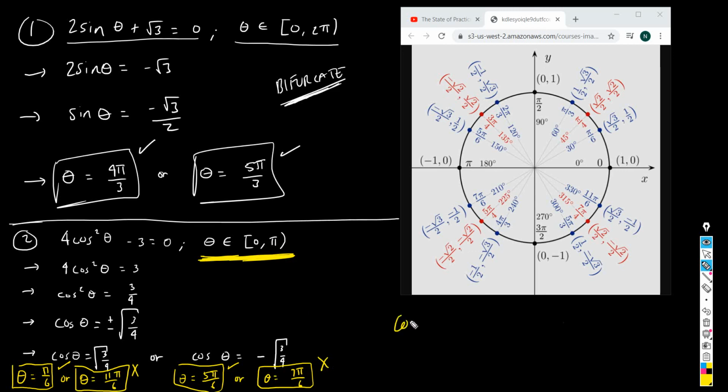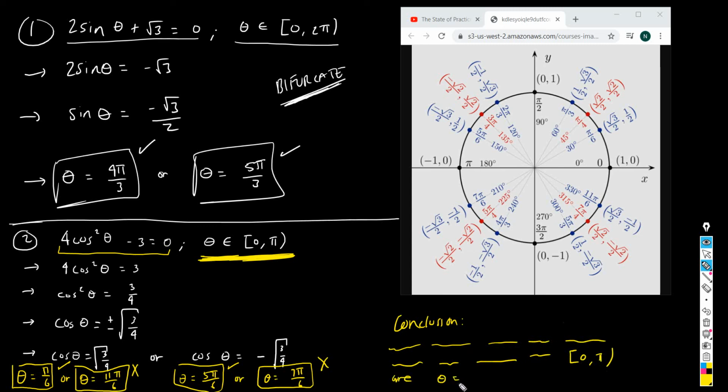So I'm done. What is my conclusion? My very, very final and wrapped up conclusion is this. The solutions to this equation over this interval, and all of those words could be written like the solutions to the equation over the interval from 0 to pi. Okay, I don't want to write this much. Are theta equals pi over 6 and theta equals 5 pi over 6. And this would be my very nice conclusion to this problem.